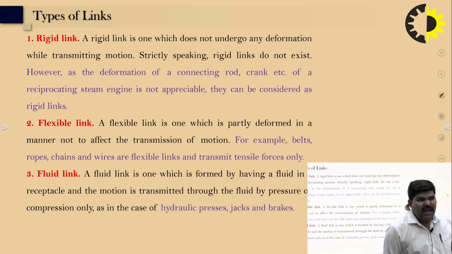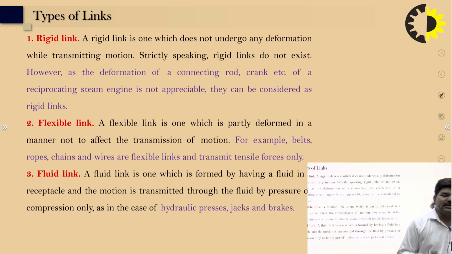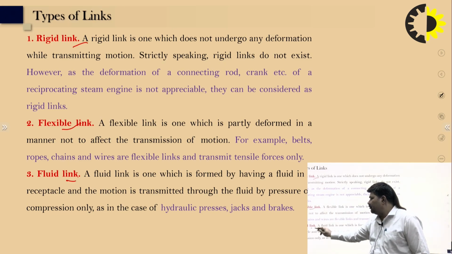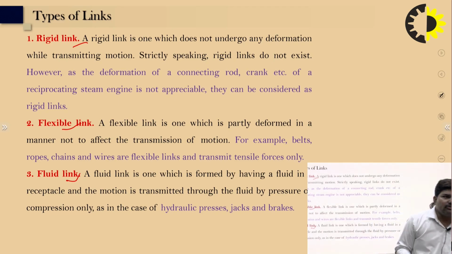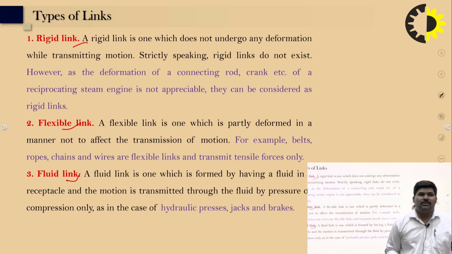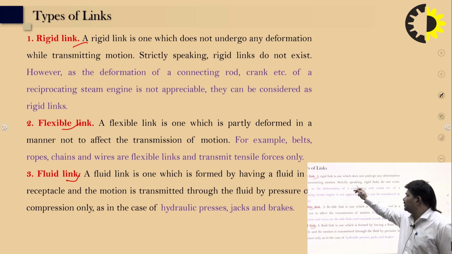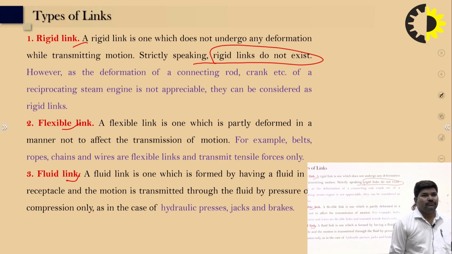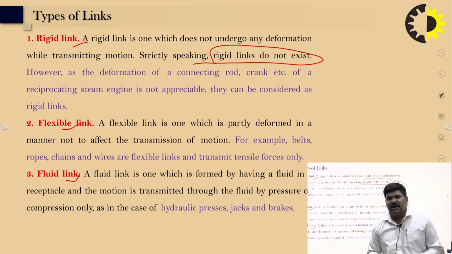The types of link are: first, the rigid link; second, the flexible link; third, the fluid link. So what is the rigid link? A rigid link is one which does not undergo any deformation while transmitting the motion. Strictly speaking, in actual practice, the rigid link does not exist.